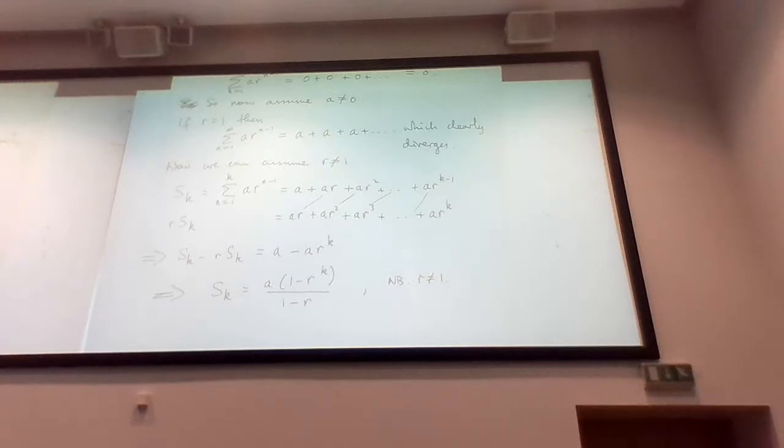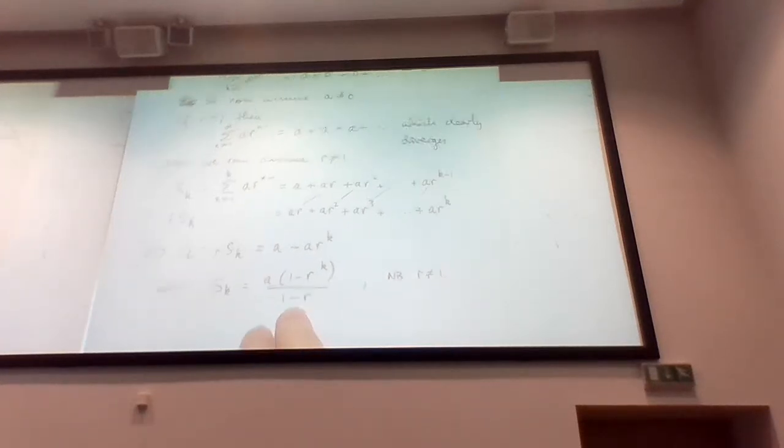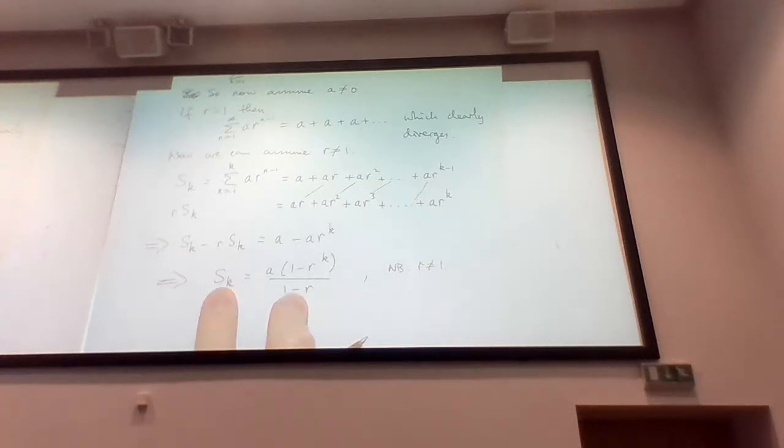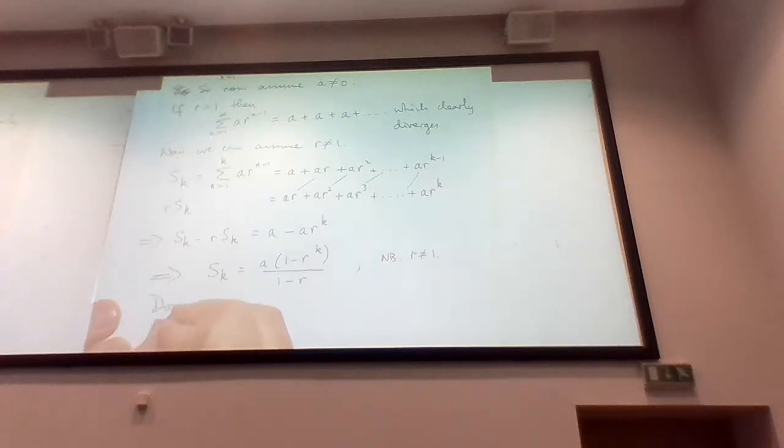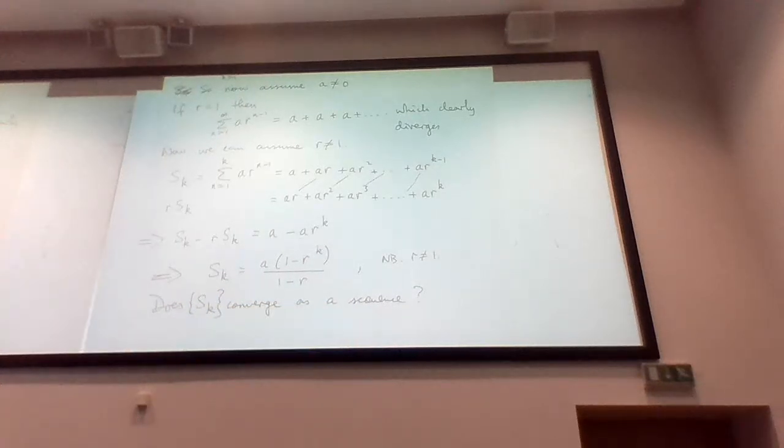So we get a really nice formula for the kth partial sum. And remember, the convergence of a series is the convergence of its sequence of partial sums. So here we have a nice, completely straightforward description of the partial sum, so we can judge the convergence of this thing. So we ask ourselves, does S_k converge as a sequence? Does the sequence of partial sums converge as a sequence?